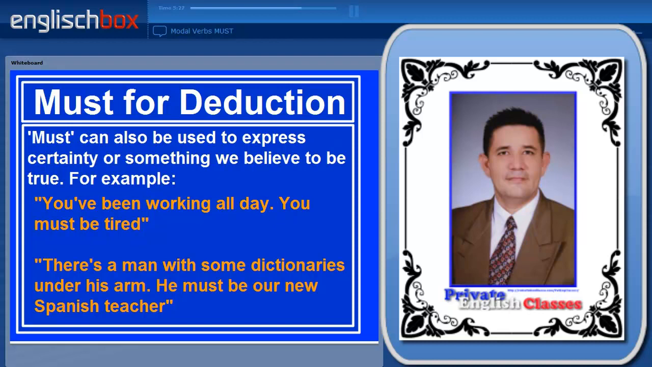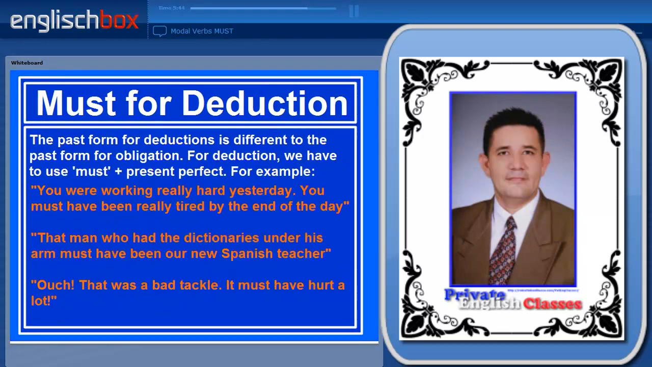Similarly, there's a man with some dictionaries under his arm. He must be our new Spanish teacher. So I see some evidence and I make an assumption or a supposition. I think it's probable or likely that he is our new Spanish teacher. So let's look at must for deduction in past. Rather than using had to, we have to use must with the present perfect.